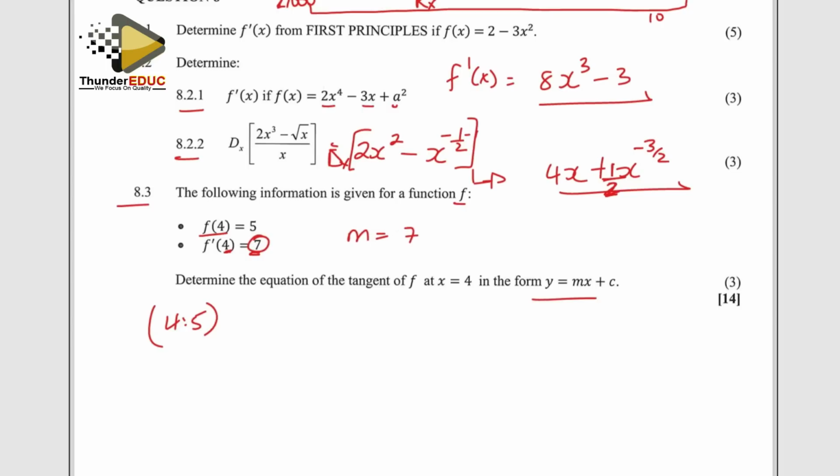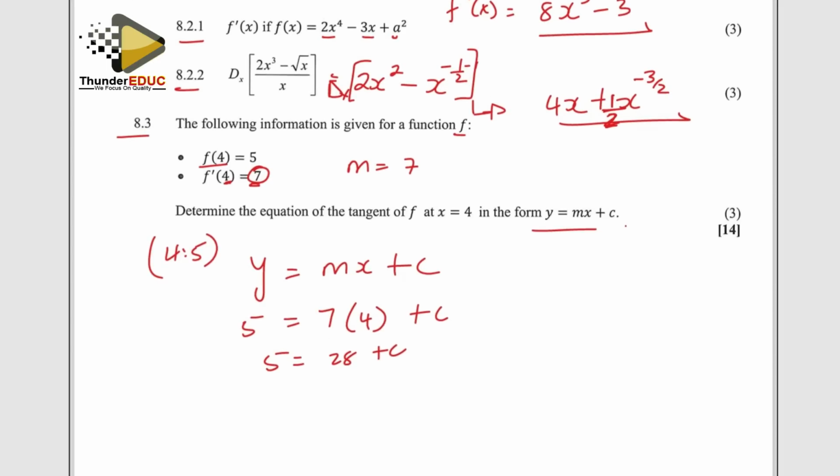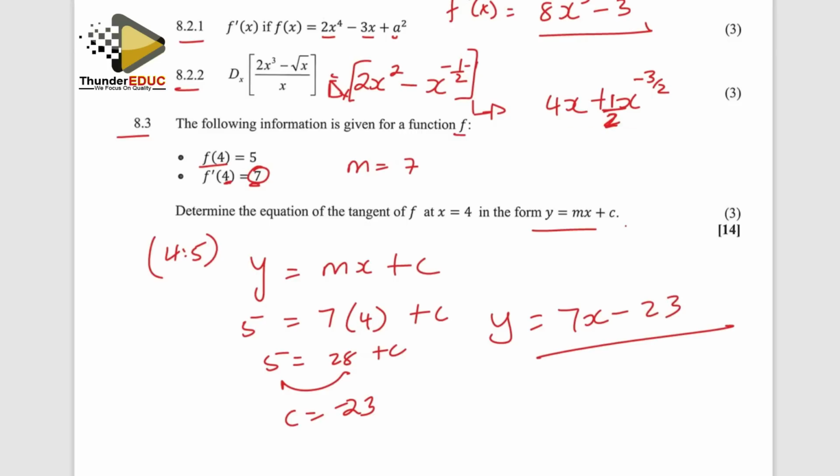Now they want us to get the equation of the line. So we know that y is equal to mx plus c. So that is 5 is equal to 7 into 4 plus c. 5 is 28 plus c. Okay, we move the 28 that side. What is 5 minus 28? I'm getting negative 23. Okay, so c is negative 23. So which means the equation in this case is going to be 7x minus 23. All right, so guys, that is question number 8. Let me just fix this. It's a half, guys. No?